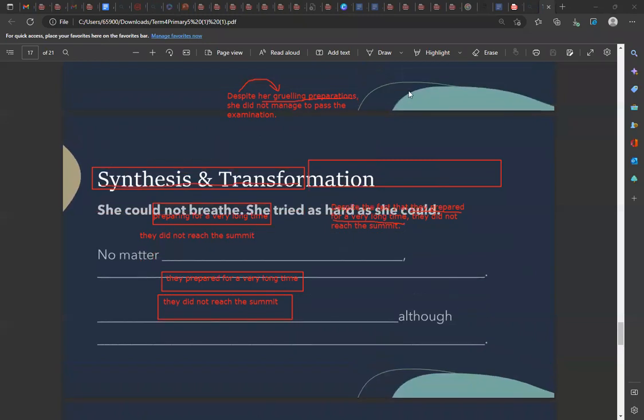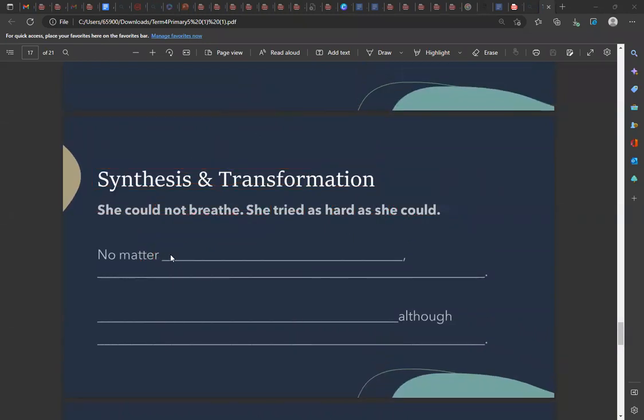Let's move on to the next type of question, which is no matter. No matter is a very common type of question. In this case, no matter would be followed with how. So no matter how hard she tried, she could not breathe. As you go higher and higher up the mountain, it becomes harder and harder for you to breathe. No matter can also be followed by words such as no matter where. No matter where she searched, she could not find her book.